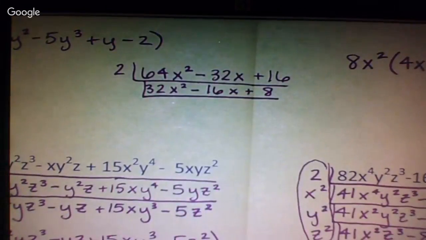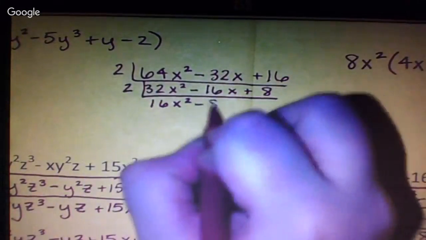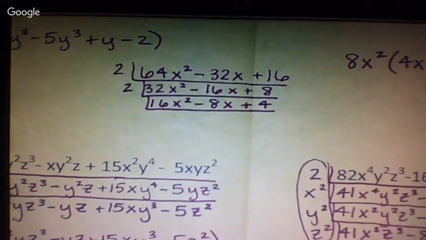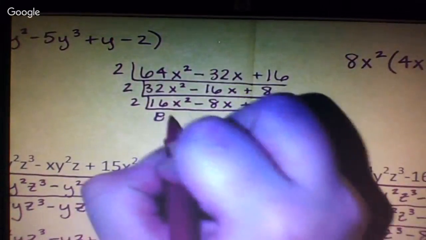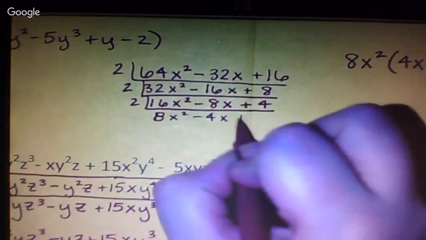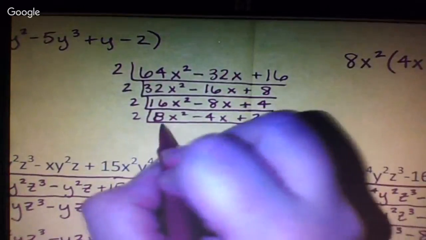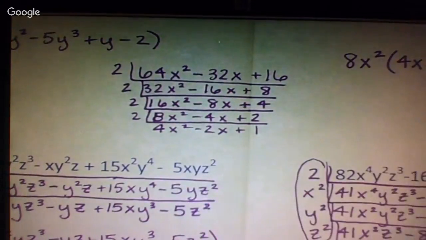Guess what? We can pull out another 2. That leaves me with 16, 8, and 4. We can pull out another 2. So we're left with 8, 4, and 2. We can pull out another 2. So we're left with 4, 2, and finally 1. 2 divided by 2 is 1.